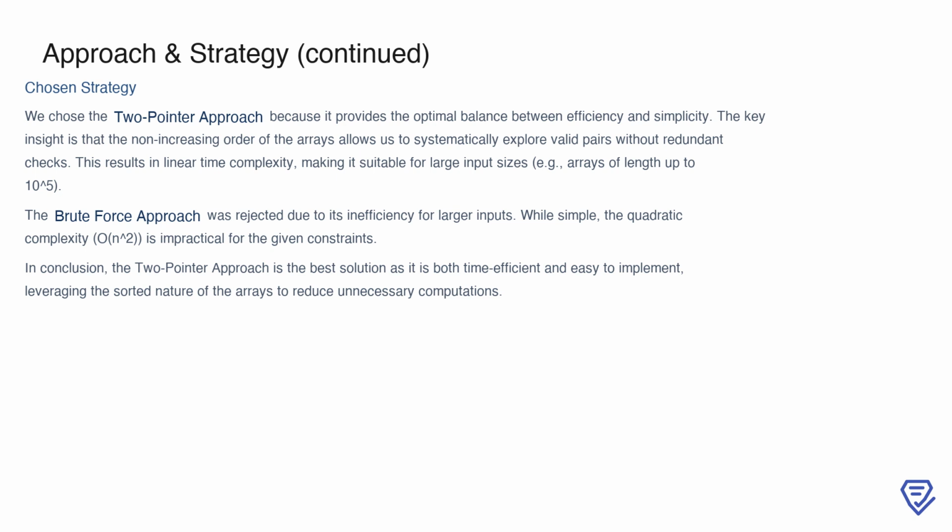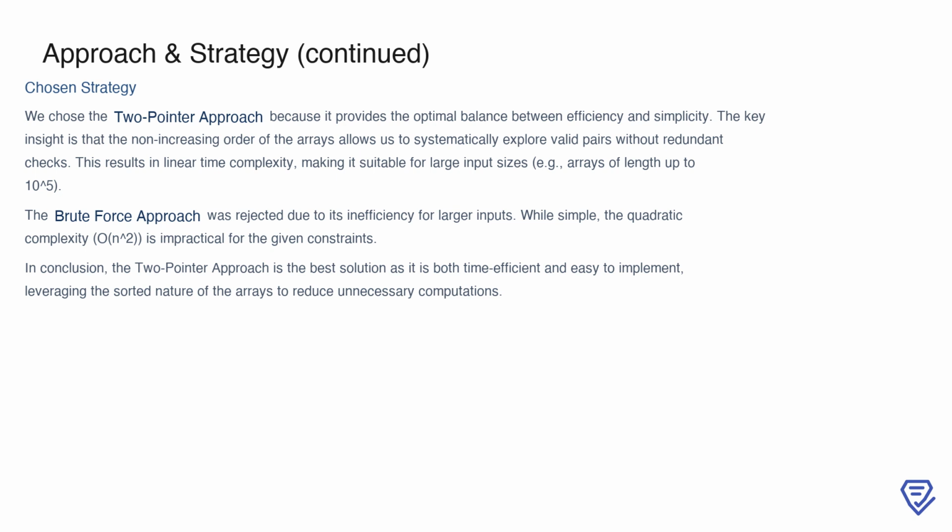In conclusion, the chosen strategy for solving this problem is the two-pointer approach. This method stands out as the optimal solution due to its linear time complexity and minimal space usage. The key advantage lies in its ability to exploit the non-increasing order of the arrays, allowing us to efficiently explore valid index pairs without redundant checks.